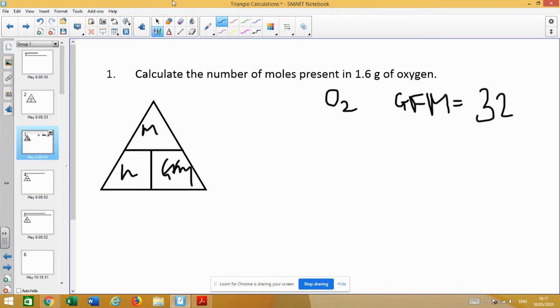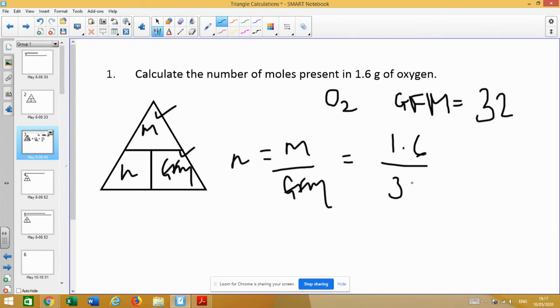Now, to work out then the number of moles, we now know the mass and we know the GFM, so we can do n is m over GFM. So we've got 1.6 divided by 32, which gives 0.05 moles. Got a bit messy. And remember to write your units in, so moles for that one.